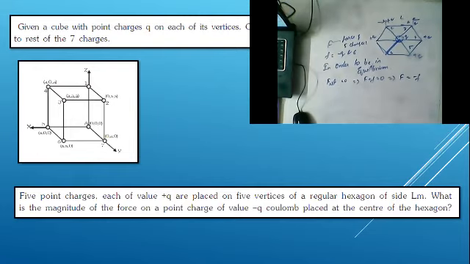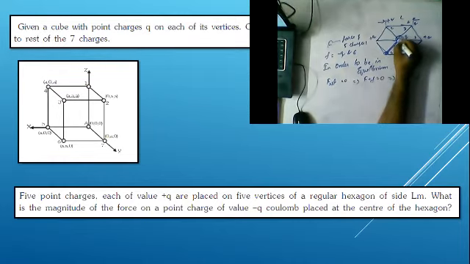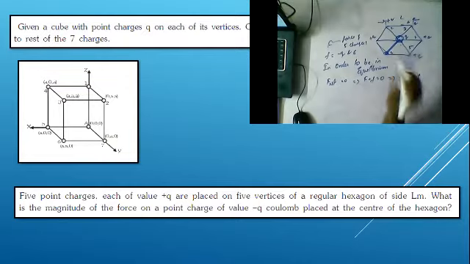See, what is the magnitude of force on a point charge of value minus q coulomb placed at the center? So at this point, what is the force experienced? That is our question. How much force it is experiencing, the same force it will be experienced here or not? So here it is the force due to all. So that force and this force will be equal. Is it clear? So what we can write here, the net force should be equal to 0. So with respect to that, we are applying F is equal to minus f.